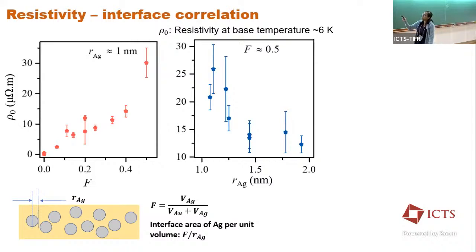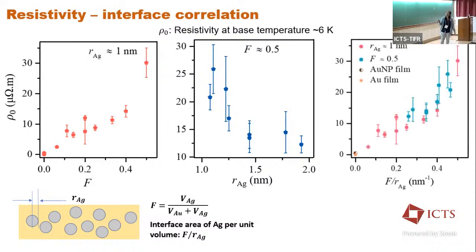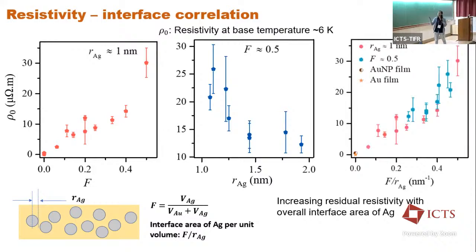And alternately, if we keep the volume fraction of silver fixed and change the radii of the silver nanoparticles, what we see is that the resistivity decreases as the radius is increased. So overall, this means that the residual resistivity of the film changes with the overall interface area. Now this seems to be quite intuitive, because after all the gold-silver boundaries are nothing but disorder or imperfections in our crystal. So this will of course form a source of scattering, which will increase the resistivity. What is surprising here is the amount it has increased to.